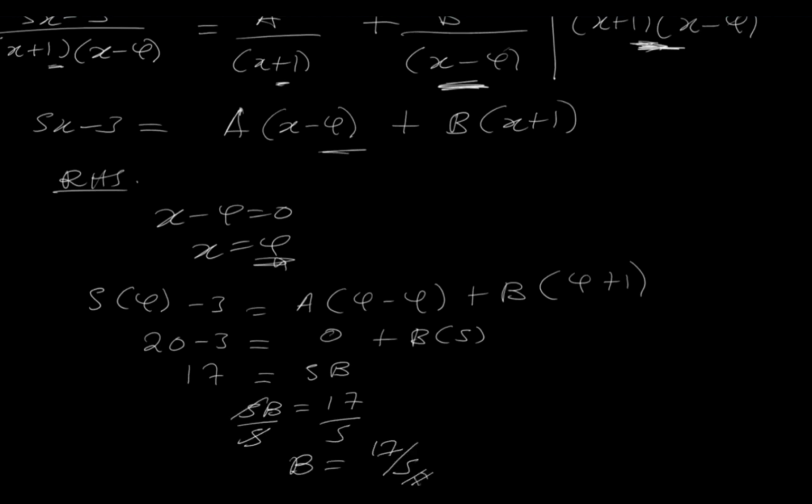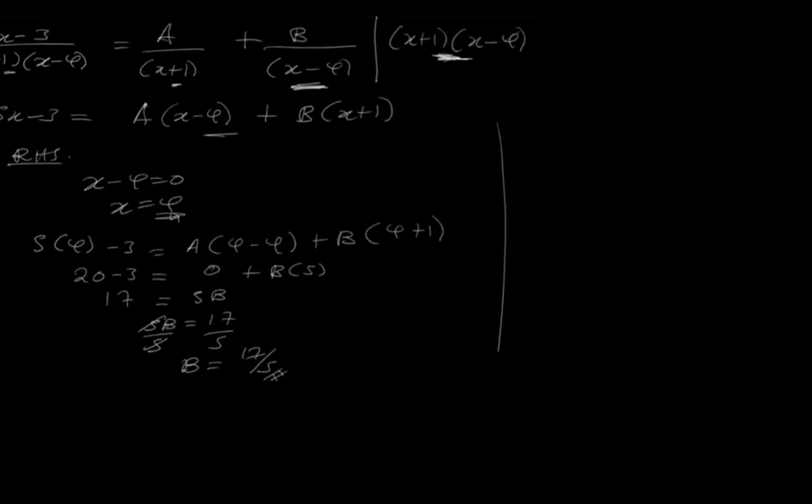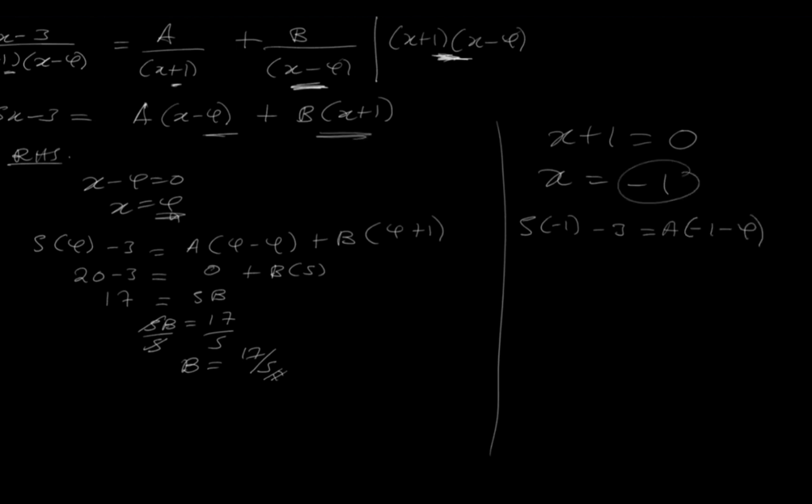Divide both sides by 5, and the value of B is equal to 17 over what? 5. Once you get the value of B, what we have to do now is solve for the other x. x plus 1 is equal to 0. So you have x is equal to what? Negative 1. Plug it. 5 times negative 1 minus 3 is equal to A times (negative 1 minus 4). On B, if I plug it here, I end up getting a 0, so no need of me doing it.